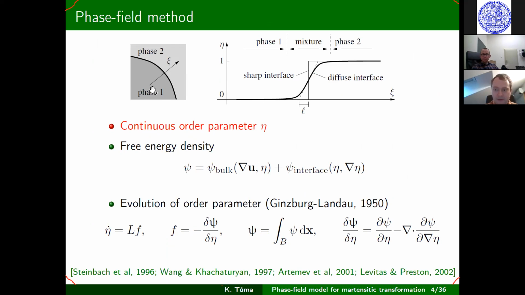Usually in the phase field method, we have a global unknown order parameter eta. Typically in one phase it is equal to zero, in the other phase it is equal to one, and as you go across the interface, it changes smoothly from zero to one. So it is not sharp, there is not a step change. In this case, when it is zero and one, the order parameter is the volume fraction of the material.